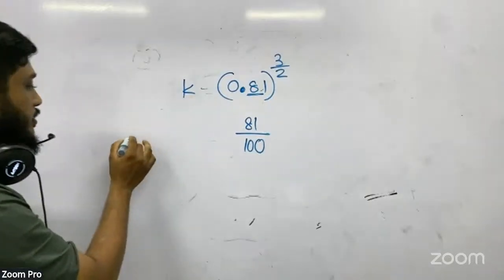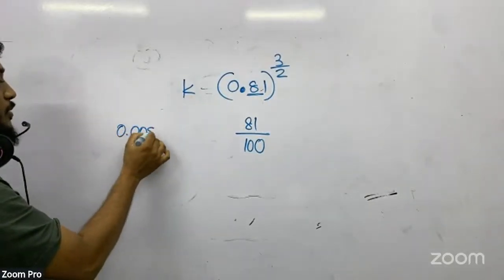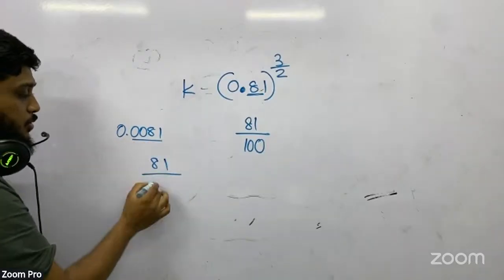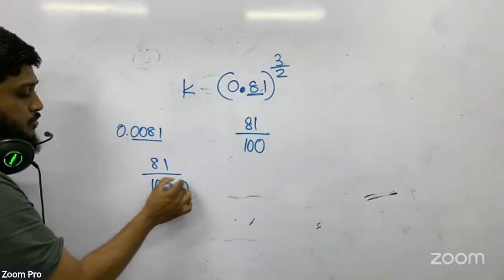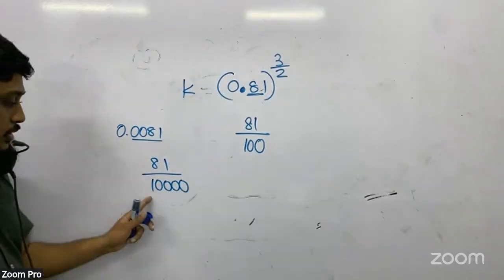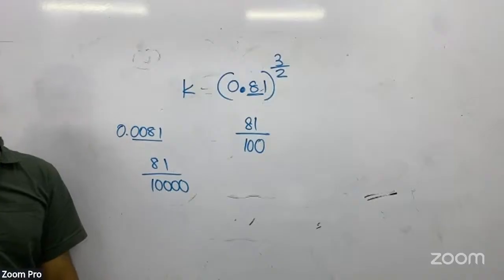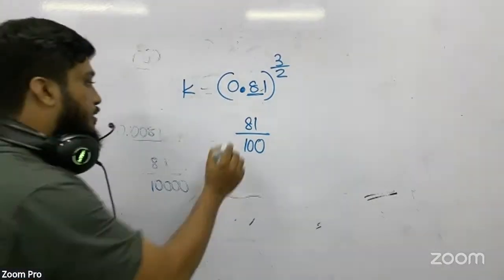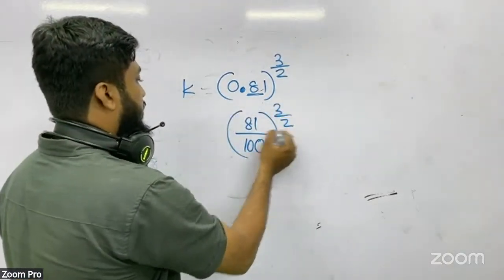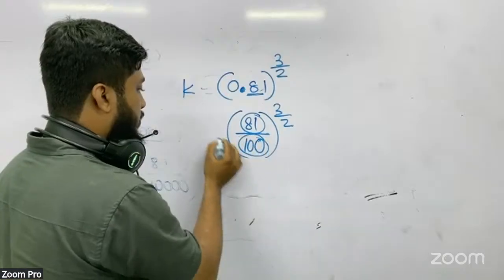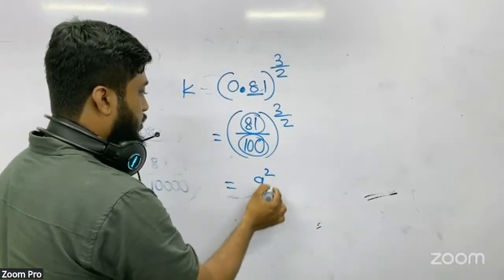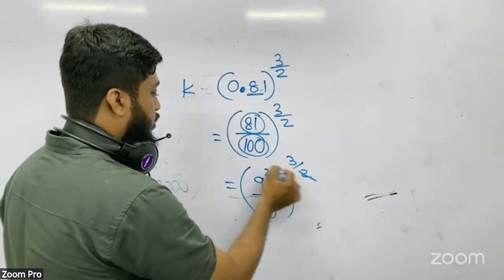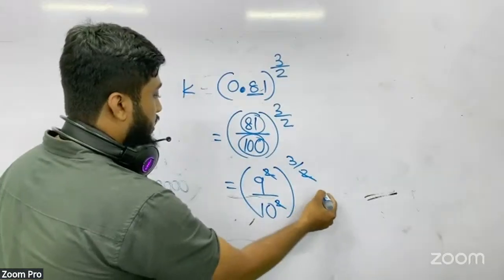For example, 0.0081 means 81 over 10000, which is 1 and 4 zeros. Can you understand? After writing as a fraction, what can you do? You can apply the power 3 over 2. This 81 you can write as 9 to the power 2, and 100 as 10 to the power 2, all to the power 3 over 2. What will happen? These 2s get cancelled. 9 to the power 3.